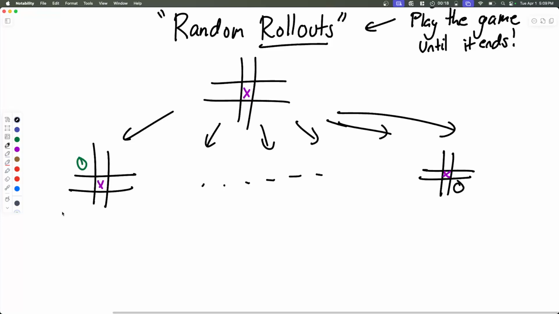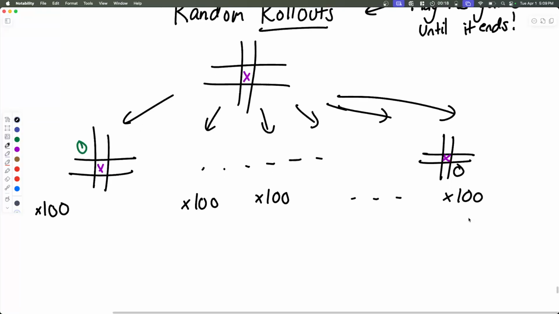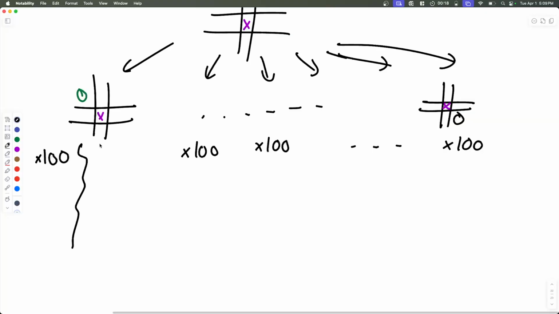So maybe we'll do 100 simulations from this one, times 100 simulations from this one, and so on for each. So we'll do 800 games of tic-tac-toe, 100 from each of these positions. And the way people draw these is they draw an arrow like this, and then it ends. So there's 100 things that end in a terminal state.